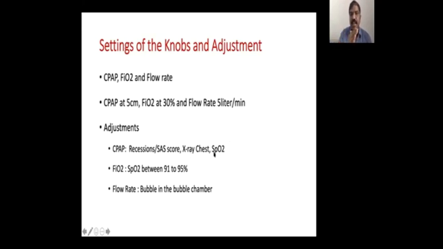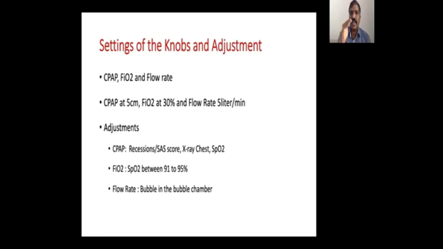Or baby is having retractions and saturations are less than 90%, then you have to increase the pressure. So for the FiO2, you have to think that your saturation should be between 90 to 95%. When do we increase the FiO2? When do we increase the pressure? This is very simple. Suppose baby has saturation less than 90% and baby has retractions, then you increase the pressure.